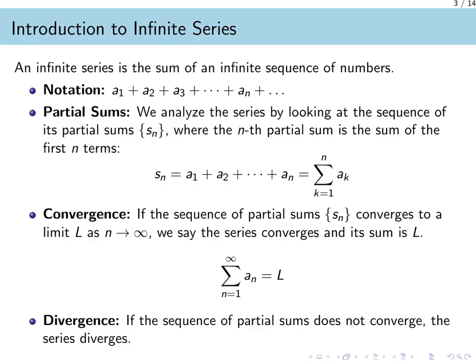If the sequence of partial sums converges to a finite number L, we say the series converges and its sum is equal to L. If the sequence of partial sums does not converge to a specific value, the series diverges and does not have a sum. Therefore, the convergence of a series is entirely determined by the convergence of its sequence of partial sums.